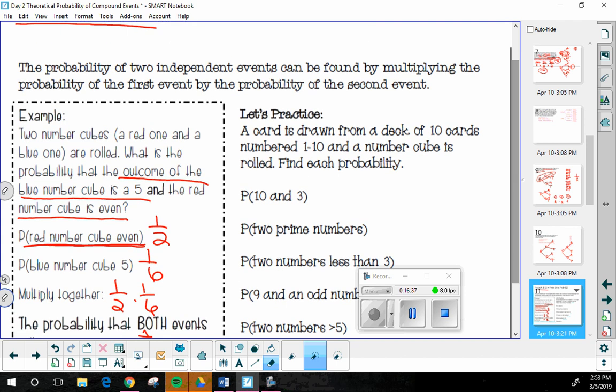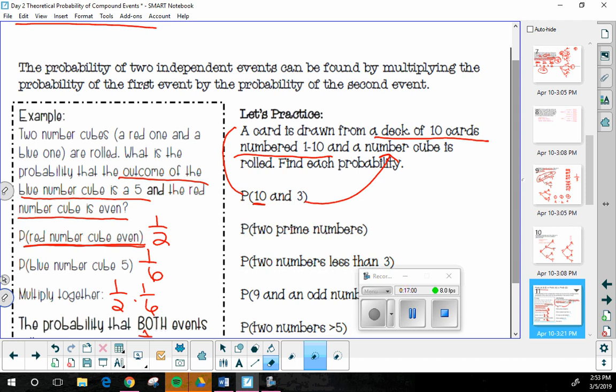A card is drawn from a deck of 10 cards, numbered 1 through 10. So basically you have just 10 cards, and each card has a number on it, and then a dice. Find each probability. So this means the probability of getting a 10 out of the deck of cards and getting a 3 on the dice.